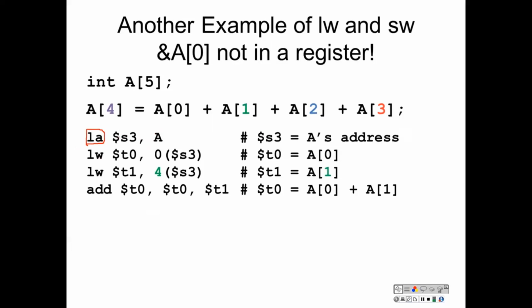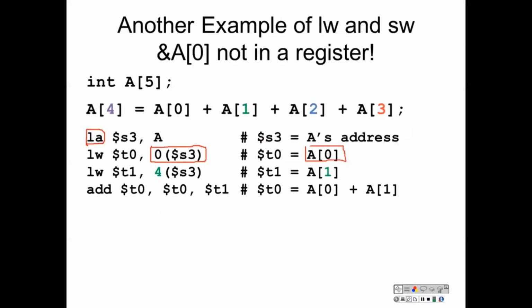Now that we've got the address of A, the base address of A, we can now access elements of the array A by offsetting from that base address. So the first thing to do is to get the value of A0. We get the value of A0 by adding 0 to the base address of A. The base address of A plus 0 is the element A0 of the array.